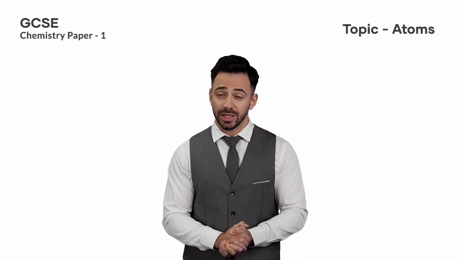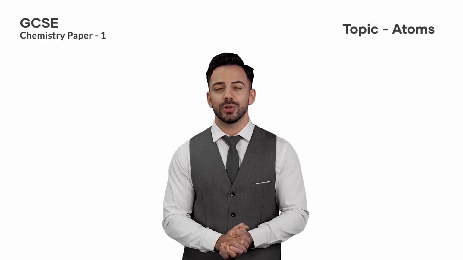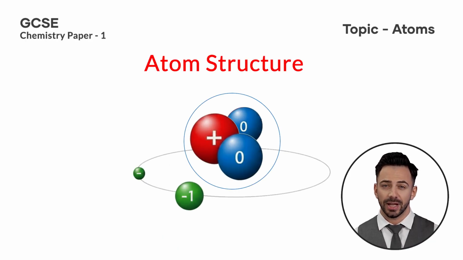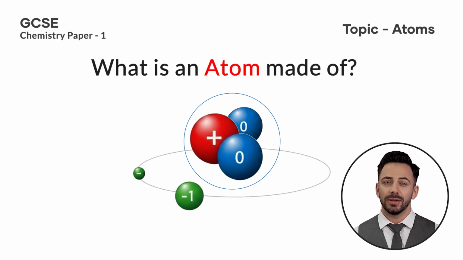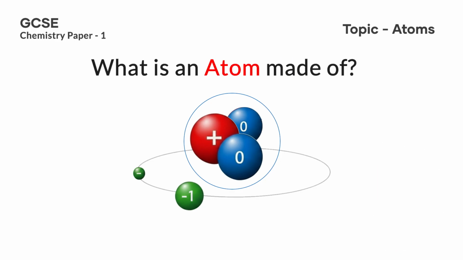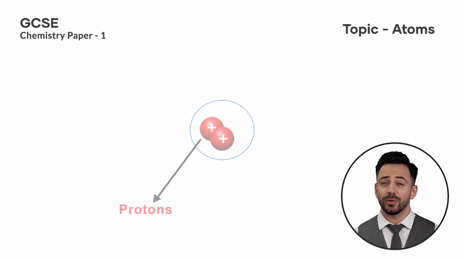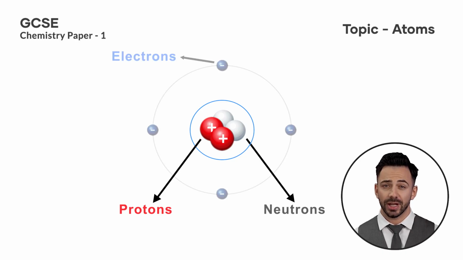Hello everyone and welcome to this GCSE chemistry lesson. Today we're learning about atoms, which is part of Paper 1 and one of the most important topics you'll study in Year 10. Everything around us is made of atoms, so let's start by asking a simple question. What is an atom made of? An atom is made of 3 subatomic particles: protons, neutrons, and electrons.